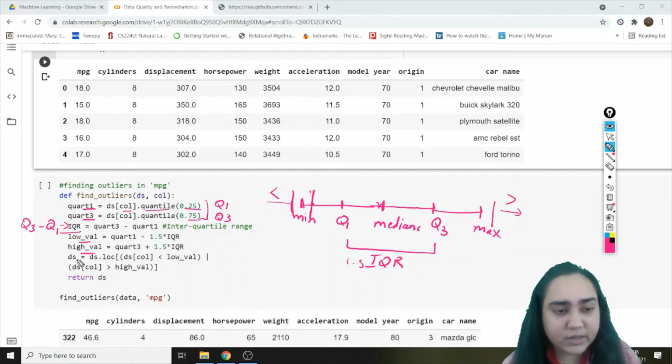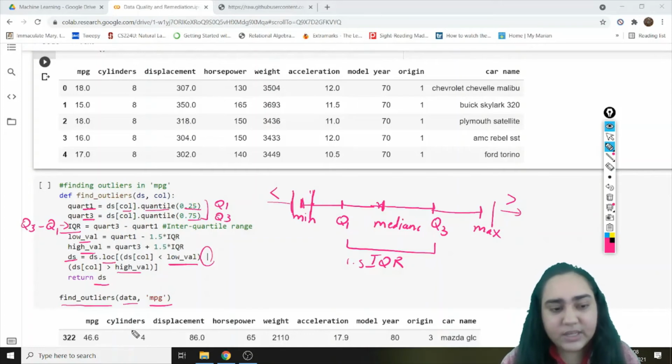Now, from our data frame, we are going to locate using the dot loc function all the values that fall less than this low value, okay? And as well as you can see the pipe over here, pipe means or. So it is either less than the low value or it is greater than the high value. So all such values we are going to locate and then return the data frame. And here you can see I'm calling the function outliers with the data that I have, as well as MPG, which is the column from which I want to find the outliers.